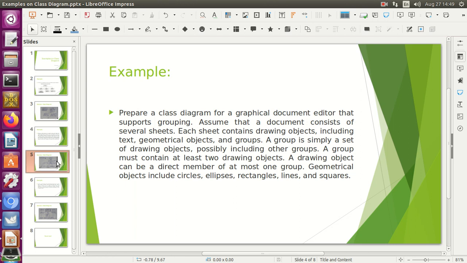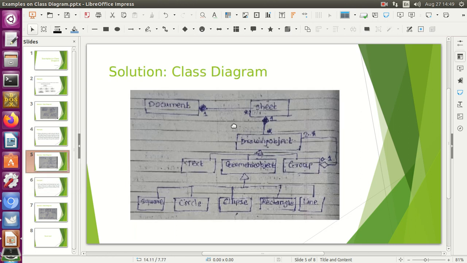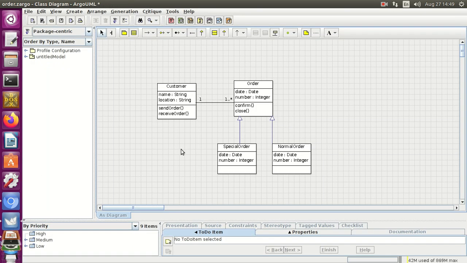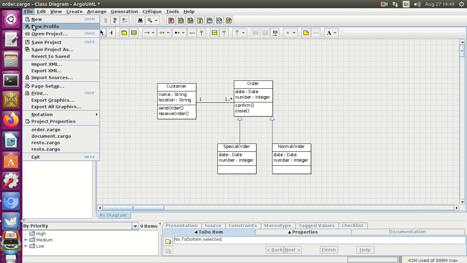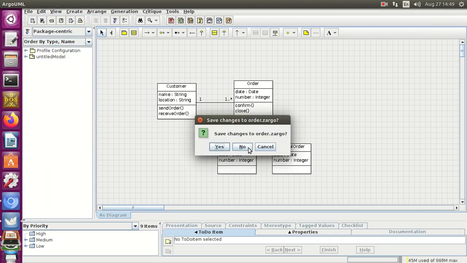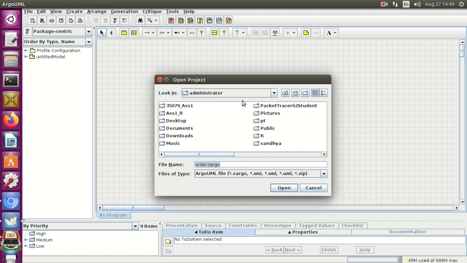Okay, so here I have already drawn the class diagram, and in this same ArgoUML I have drawn the class diagram for the same.